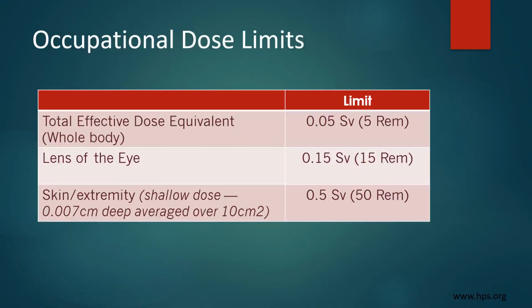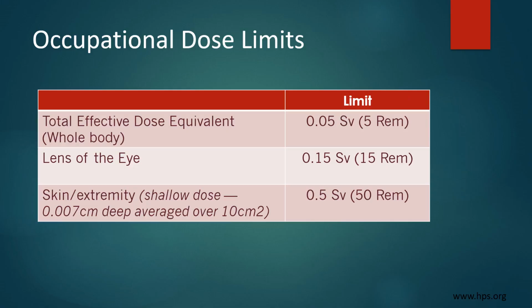Individuals working with radiation and radioactive materials are labeled occupational workers. The dose limits to occupational workers are higher than the general public because it is expected the worker will be exposed to a radiation dose as part of their employment. The limits are established well below the level where deterministic effects are seen, and the limits minimize the potential risk from stochastic effects. The annual whole body limit to an occupational worker is 0.05 sieverts, or 5 rem.